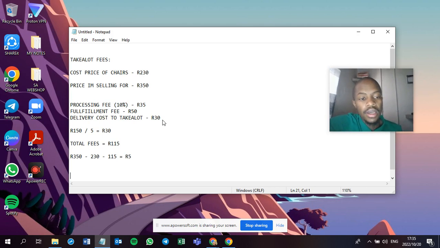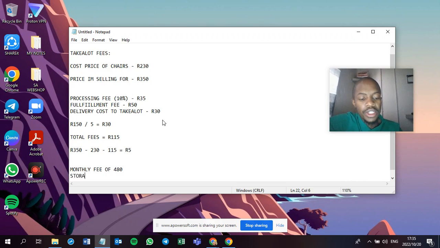In terms of fees, Takealot also charges you a monthly fee of 480, right? And then storage, they also charge for that because you send stuff to their warehouse and they keep it for you. You might think, oh shit, it's a lot of money, but it's not actually. You can cover these fees within one day if you price your stuff right and if you choose the right products that are going to sell.